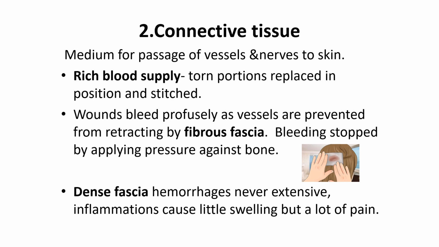So about the connective tissue layer, students, you must know that the blood supply is rich in the connective tissue layer. The wounds bleed profusely because fibrous connective tissue prevents retraction of blood vessels. And due to the dense nature of the connective tissue, the hemorrhages are never extensive, but the swellings cause a lot of pain, although they are not of huge size. The swellings are not massive, but they cause a lot of pain because of the dense nature of the connective tissue in the scalp.